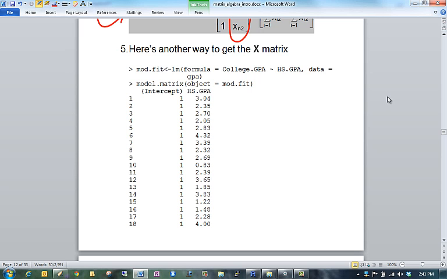Just another way to get an X matrix out that might be a little bit easier than using the cbind. With the Introduction to R lecture, we looked at how to use the LM function. If I were to use the LM function to estimate my model and put the results into an object called mod.fit, then I can use a function called model.matrix, and this gives me my X matrix out.